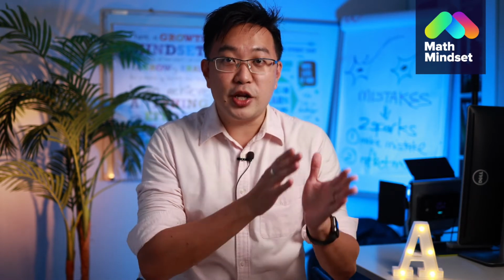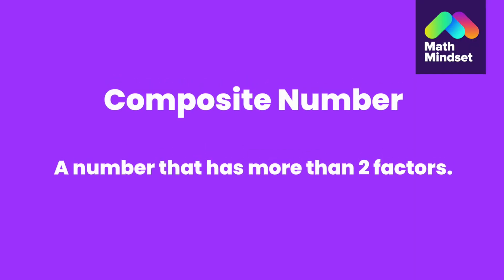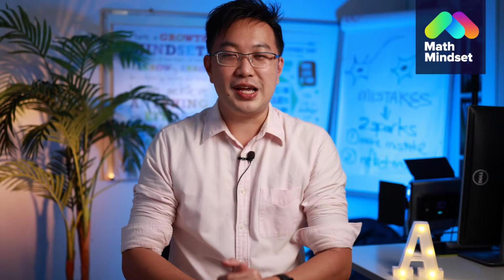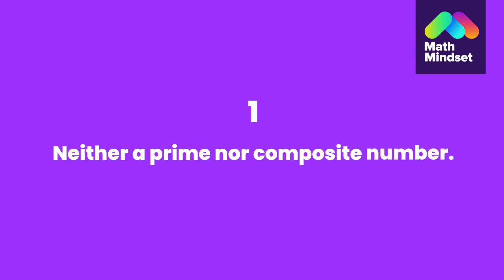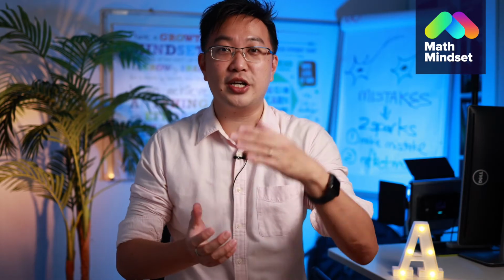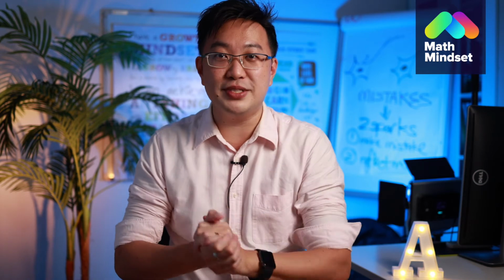What about numbers that are not prime numbers? We call them composite numbers. Composite numbers are numbers that have more than two factors. And so, because of this, 1 is neither a prime number nor a composite number. Because 1 is only 1 times 1. There are no two different factors, so they are not considered prime numbers. And they don't have more than two factors, that's why they are not composite numbers.